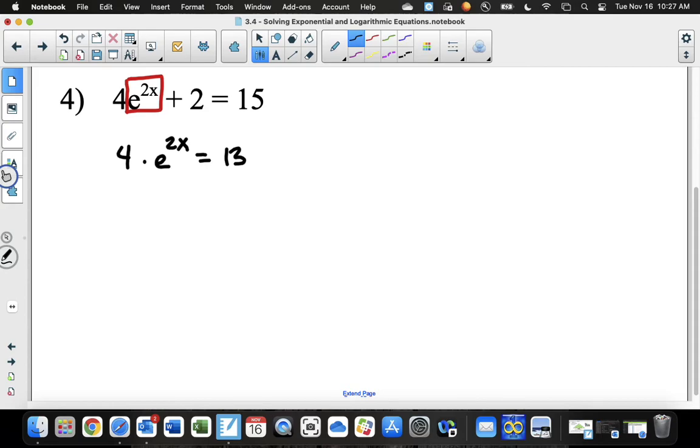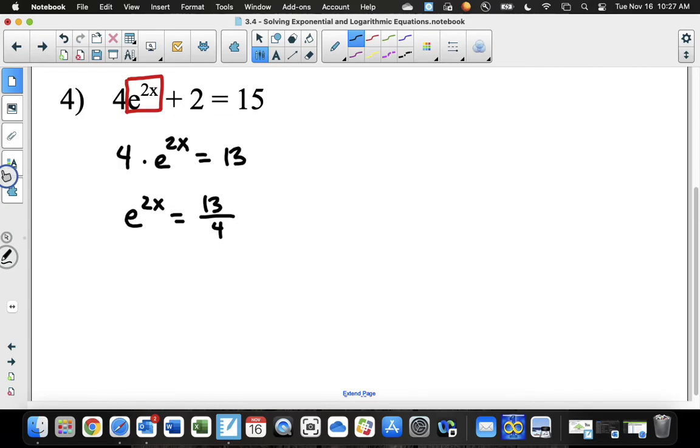Divide both sides by 4. Get that 4 out of there. So now we're at e to the 2x equal to, I'm just going to leave it as 13/4. You could divide it. As long as you don't have to round, it's okay to use the decimal. If you would have to go through and round that decimal, then leave it as a fraction. Okay? Don't round until the final answer. Now I've isolated the exponential part, which means now I can switch forms.